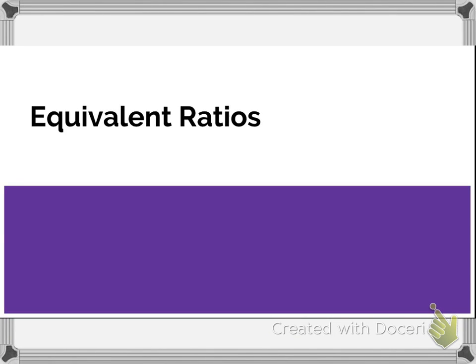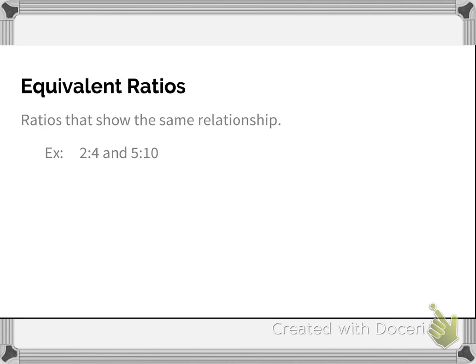Today we're going to look at equivalent ratios. Yesterday we talked about ratios as being a comparison of two quantities. And when we talk about equivalent ratios, we're looking at ratios that share the same relationship. Here I've got two examples. I've got 2 to 4 and 5 to 10. And these ratios do show the same relationship.